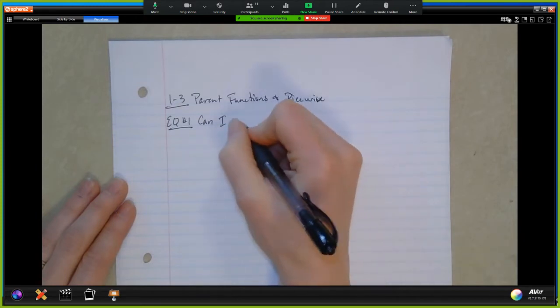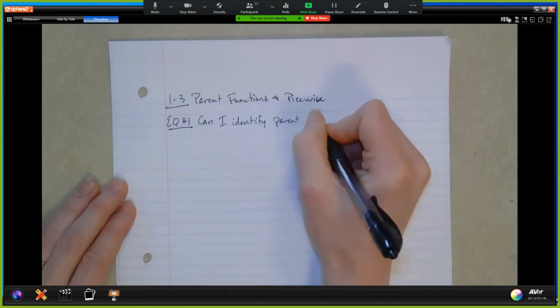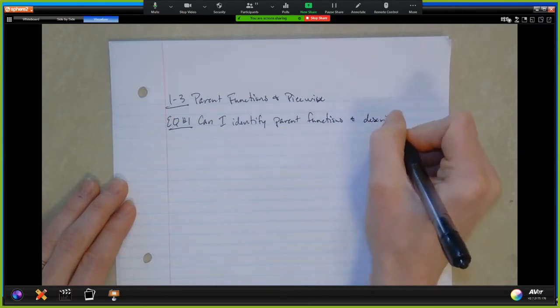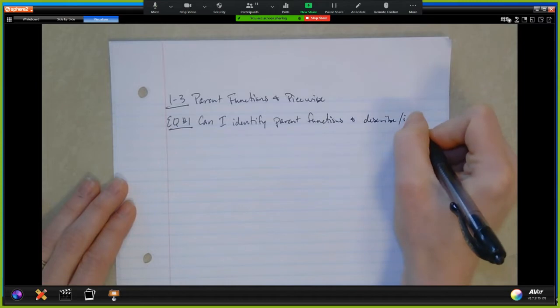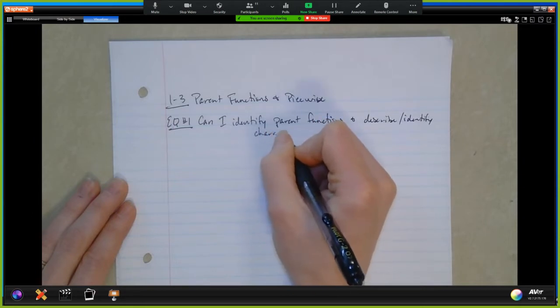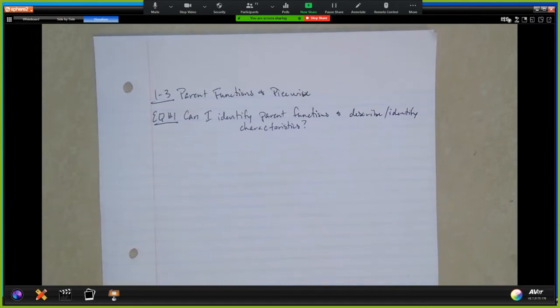So can I identify parent functions and describe/identify characteristics? So when we're identifying and describing characteristics, it's going to bring up a bit of section 2 in looking at those graphs and also analyzing. So analyzing the function and analyzing the graphs.